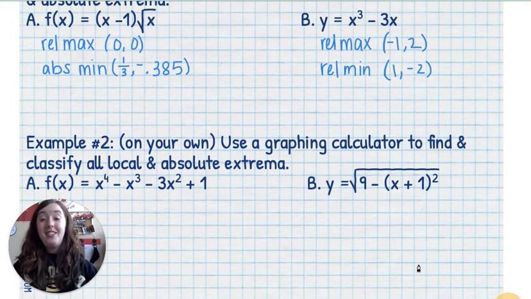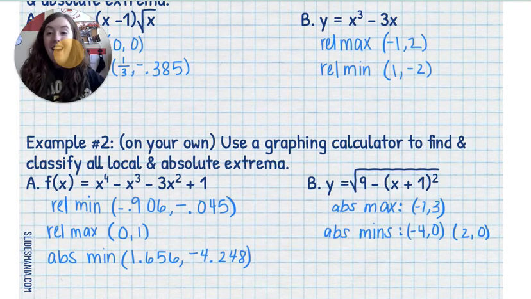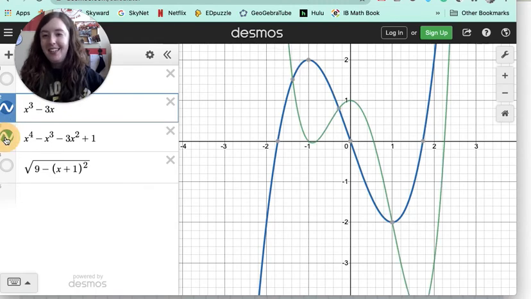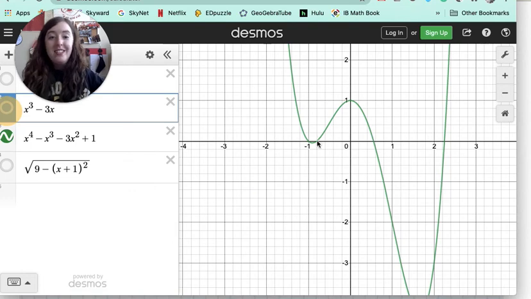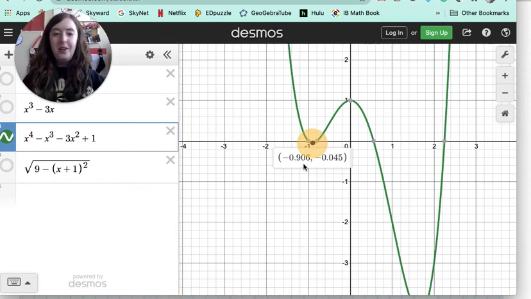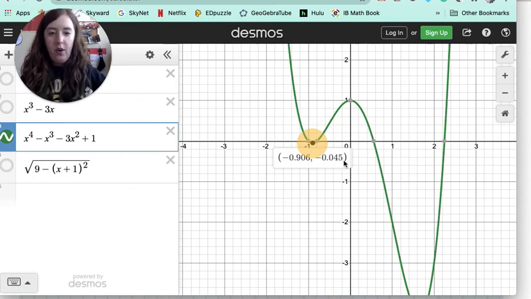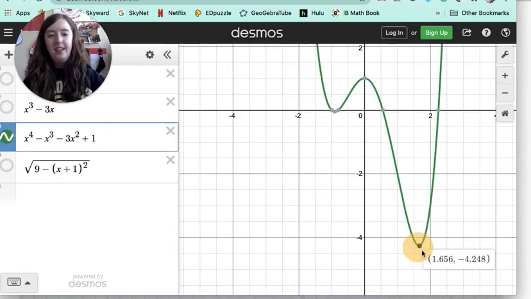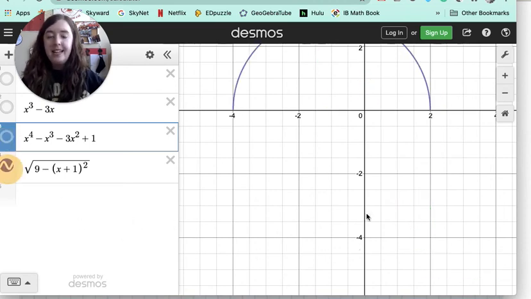Go ahead and find the extrema on these last two, please. All right, so on that first graph, let me change this real quick. All right. So we had a relative minimum here at negative 0.906, negative 0.045. We had a relative maximum at 0, 1, and then we have an absolute minimum here at 1.656 and negative 4.248.